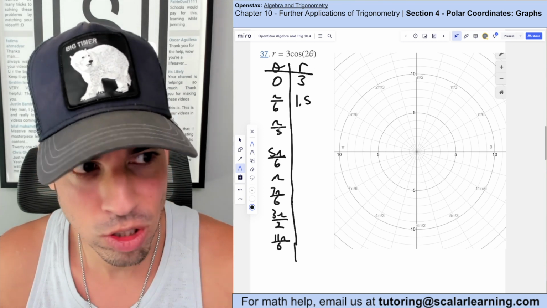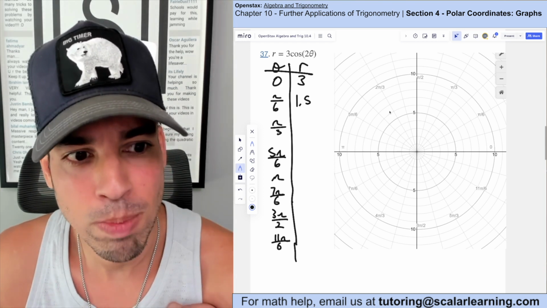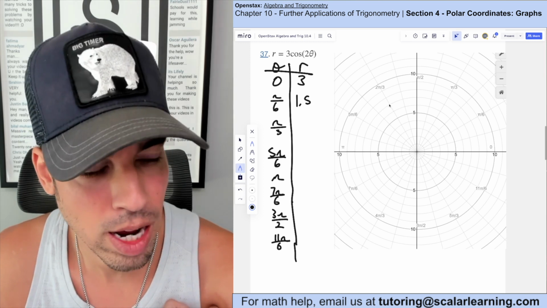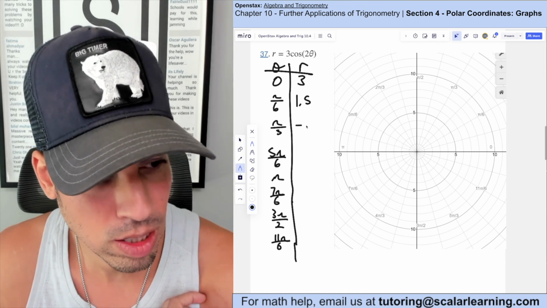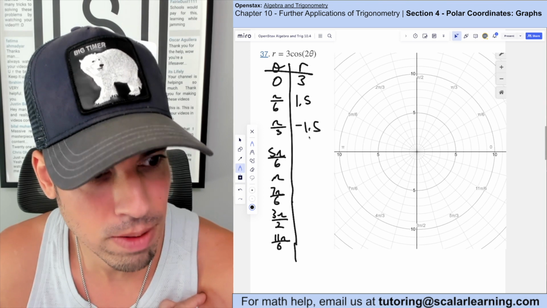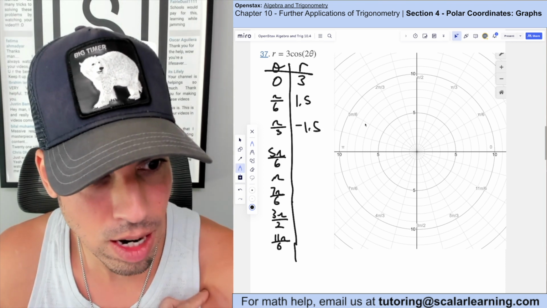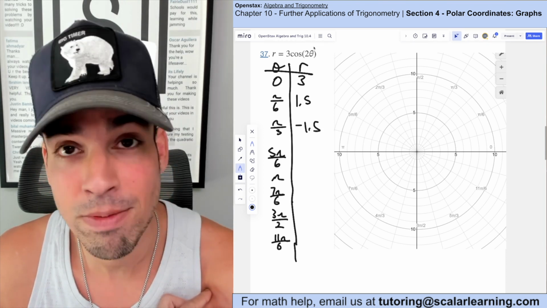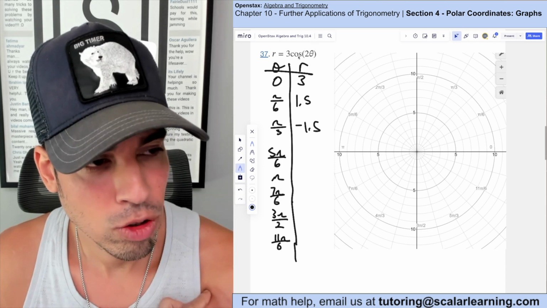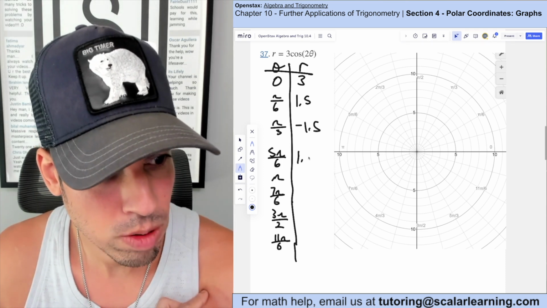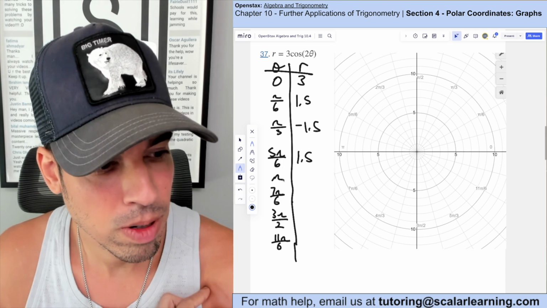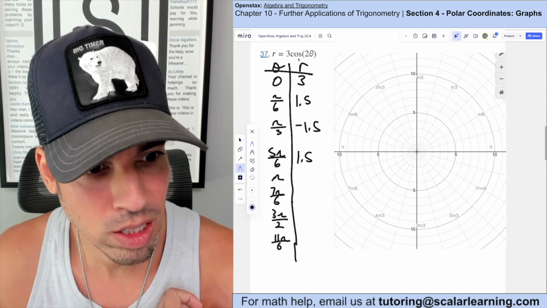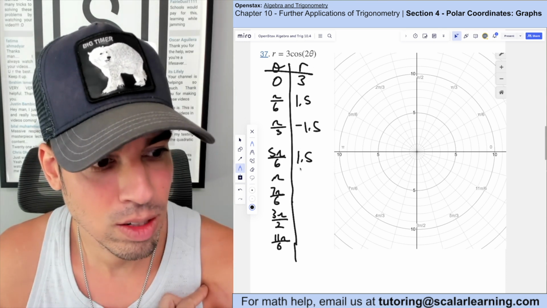Then 2 times pi/3 is 2pi/3. Cosine of 2pi/3 is negative 1/2, okay? Negative 1/2 times 3 is negative 1.5. And we got 5pi/6 out here. Doubling that is 5pi/3. Cosine of 5pi/3 is 1/2 times 3 is 1.5. Cosine of pi times 2, so that's cosine of 2pi. That is, again, 1.